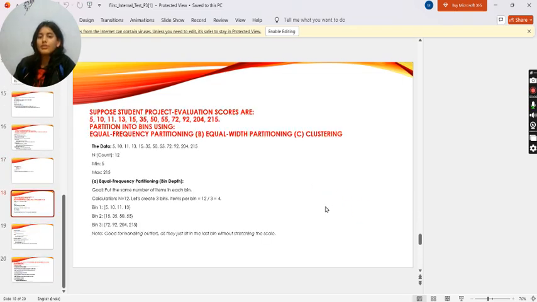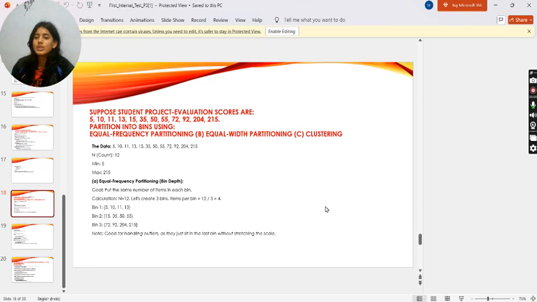Suppose student project evaluation scores are 5, 10, 11, 13, 15, 35, 50. So we have a data set. Now partition into bins using equal frequency partitioning, equal width partitioning and clustering. We have data, n, the count, is equal to 12, min is equal to 5, max is equal to 250. Now we'll find the equal frequency partitioning bin depth.